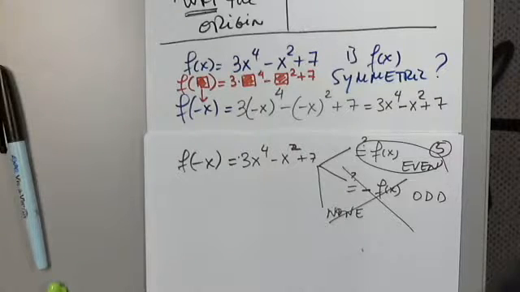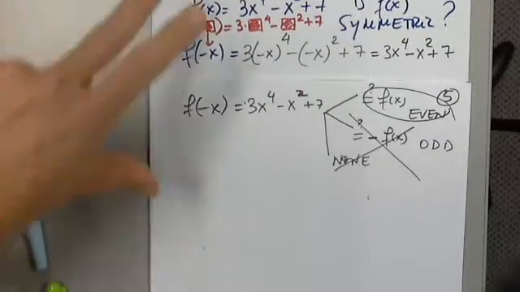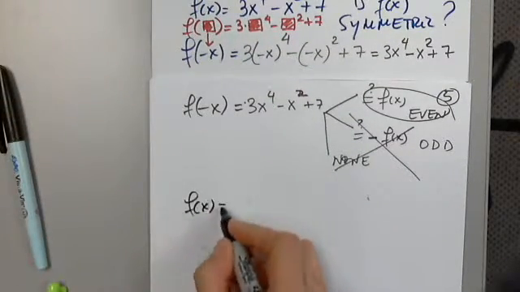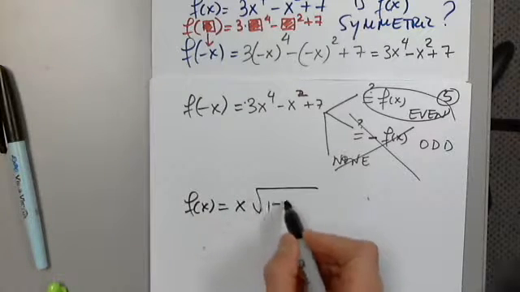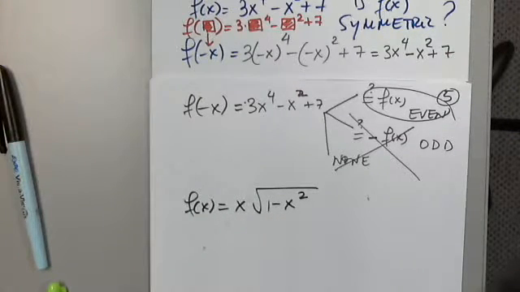That's how we determine whether a function is even in this case. Let's try one more. Let's say we have f of x equals x times the square root of 1 minus x squared. This is a different function. It's not quadratic. It's a product of 2 functions, and one of them is a radical. We have the same question.